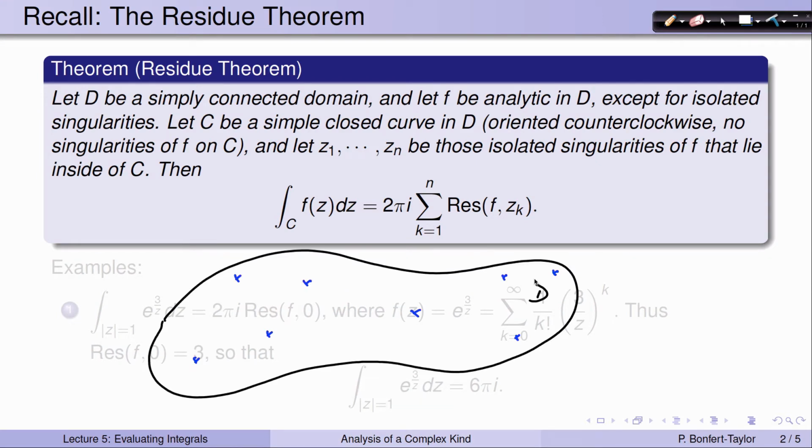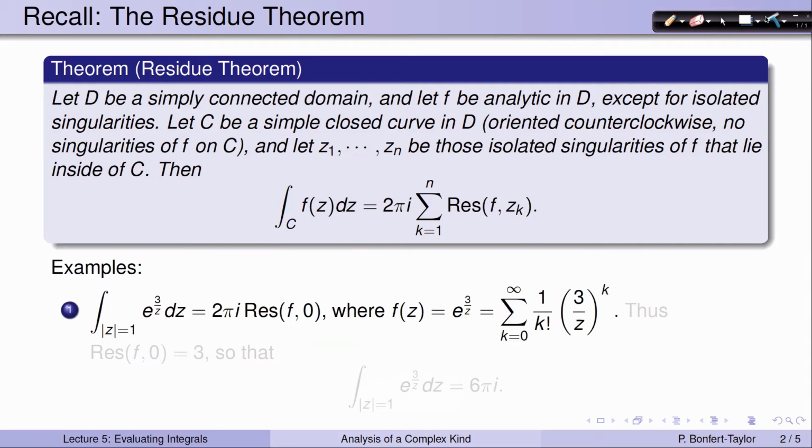Suppose D is a simply connected domain and f is analytic in D, with the exception of isolated singularities. I've denoted those isolated singularities with little crosses below. Suppose furthermore that C is a simple closed curve in D that doesn't pass through any of the singularities of f, and let z1 through zn be those singularities of f that are surrounded by C. Then the integral of f over the curve C can be found as 2 pi i times the sum of the residues at those points that are surrounded by C.